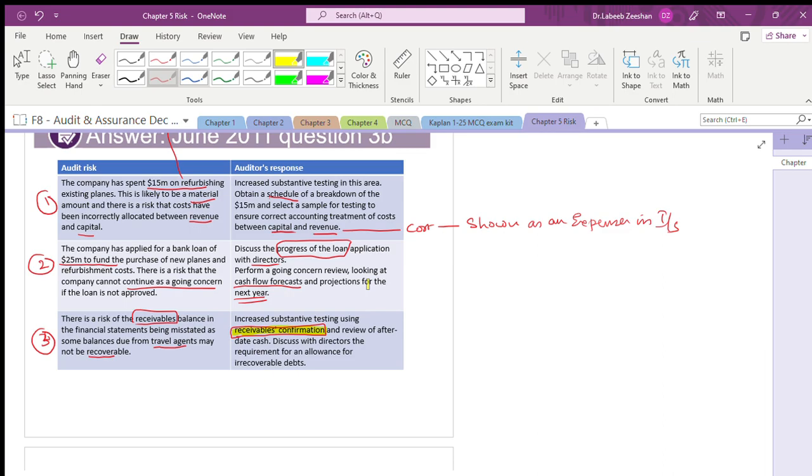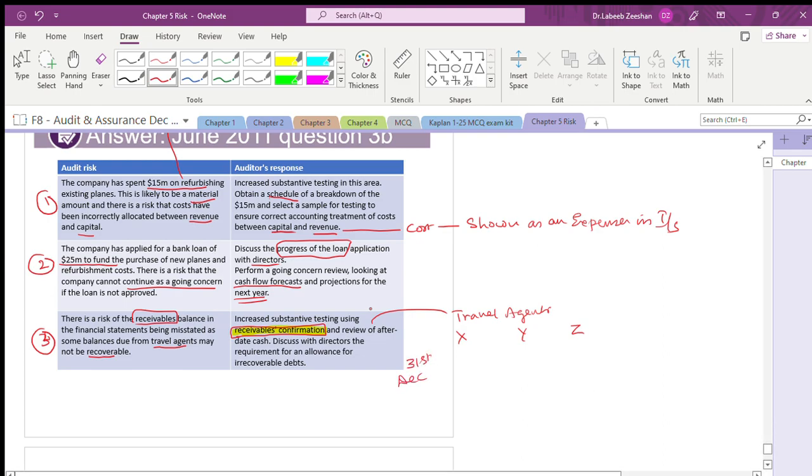It says that whenever there is an issue, you have to see, you are selling to different travel agents, X, Y, Z. As on 31st December, you have to get the closing balances to be recovered. Closing balances to be recovered. This is called a confirmation.